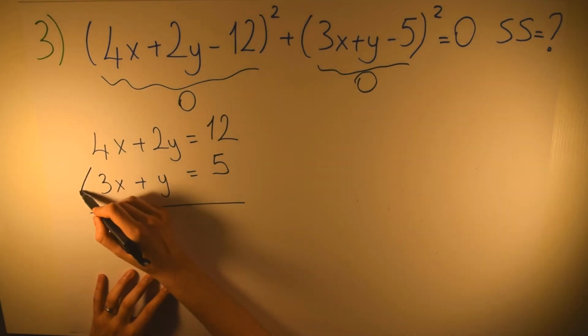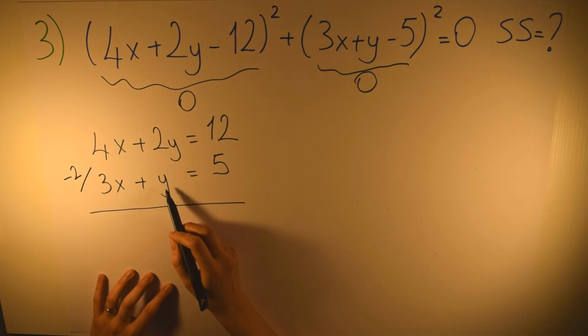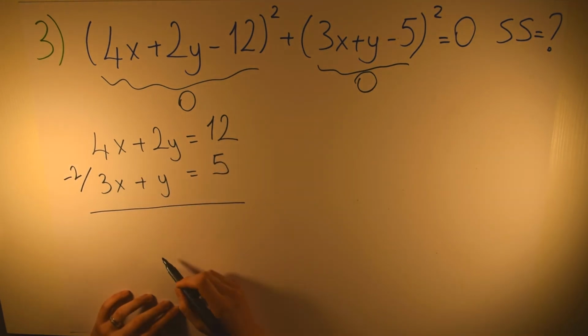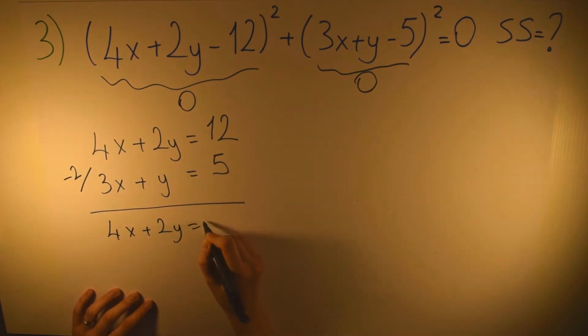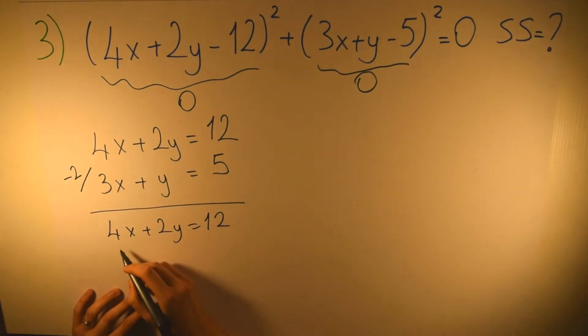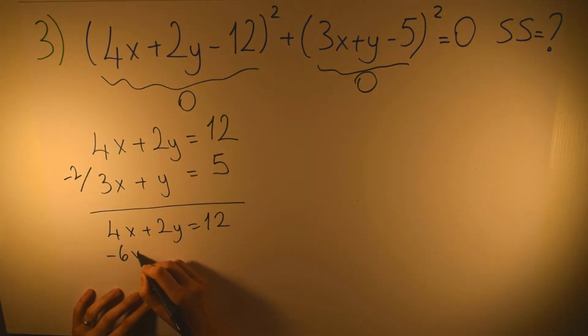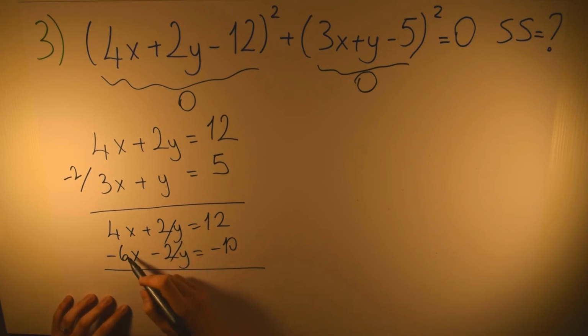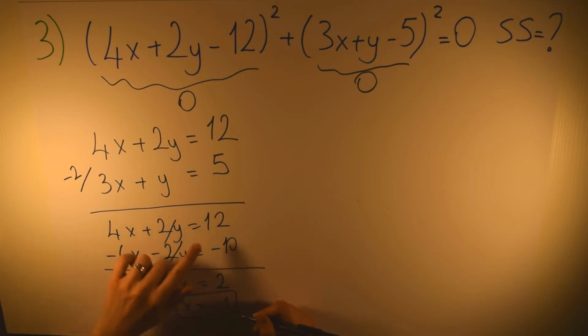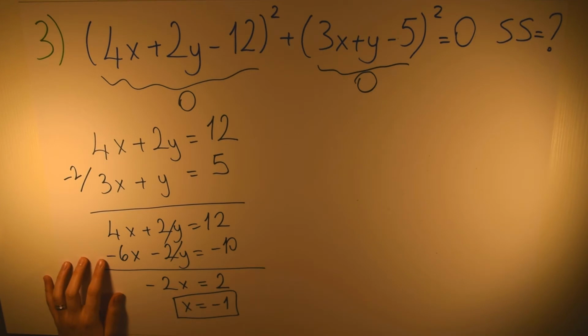If I multiply this one by minus 2, this will make this minus 2y, so they will cancel out each other. So let's do that. Here I have 4x plus 2y is equal to 12. This is minus 2 times 3x, it's minus 6x, minus 2y is equal to minus 10. So these will cancel out each other, and here minus 2x is equal to 2 and x is equal to minus 1. And after that I put this x in one of these equations to find y.